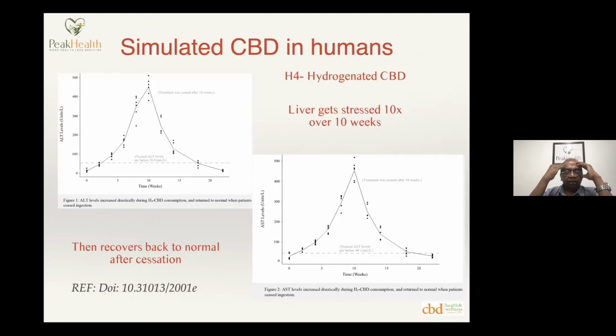Now, the good news is at that point, when we stopped the treatment, when we stopped giving it to people, the liver recovered. And the same thing happened for the AST. So just that little thing, hydrogenating CBD, caused this to happen.